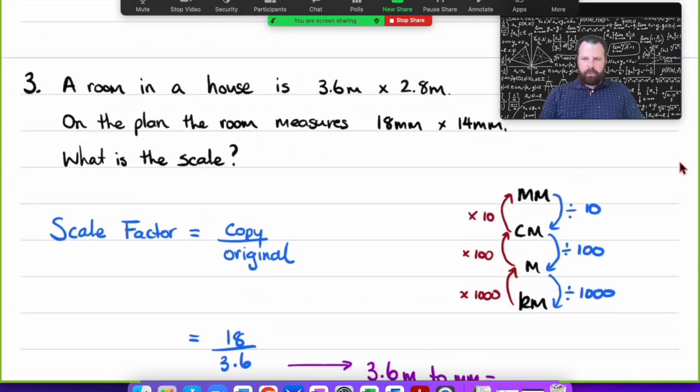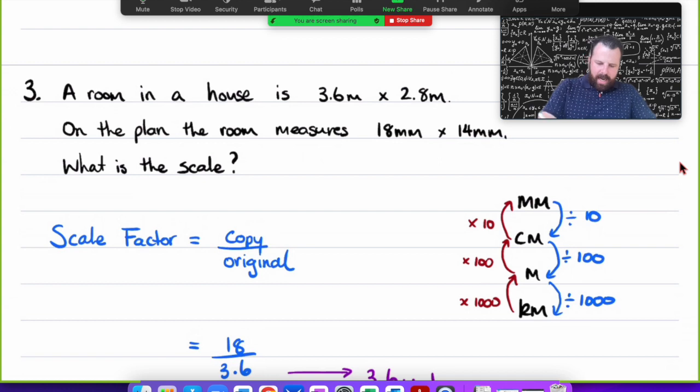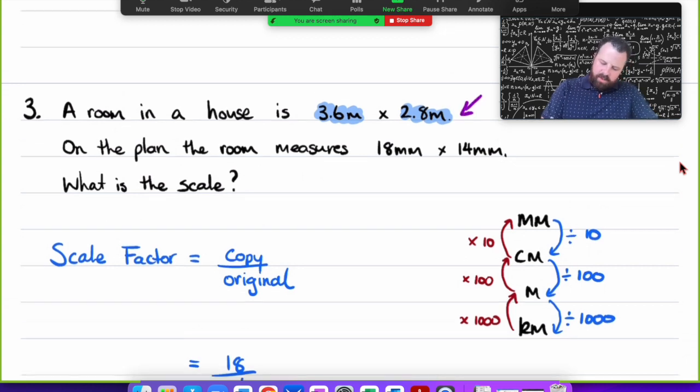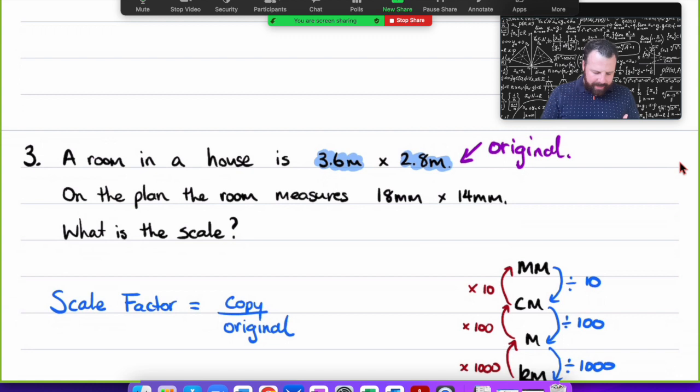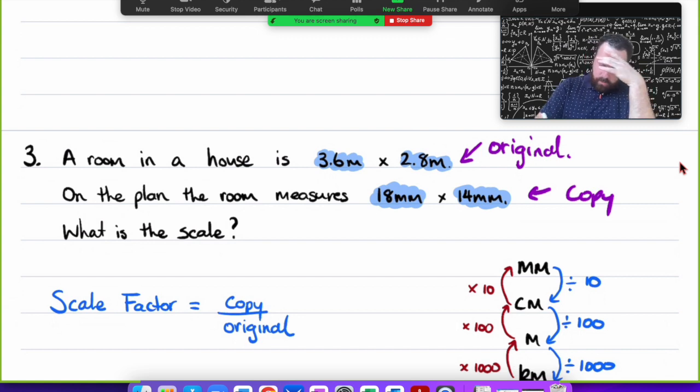Right, question 3 here. A room in a house measures 3.6 by 2.8. So if I said a room in a house, that is going to be the original. That's the real life measurement, the original. On the plan, the room measures 18 millimeters by 14 millimeters. So this is going to be the copy. What we're looking at here, we're going to find matching sides. So I'm just going to highlight those ones in different colors. These are the matching sides.